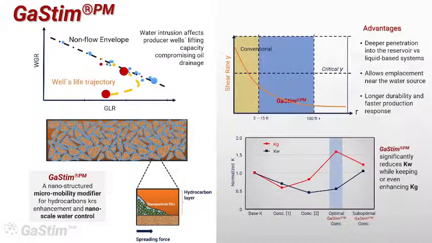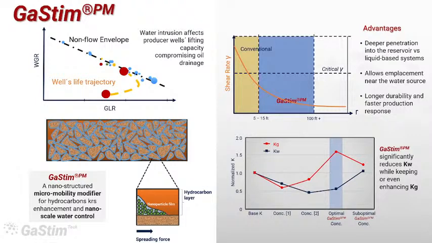So this will be again a brief summary of what we offer with GaStimCond. I'll now start the discussion on the GaStim PM. Water intrusion and water control is something very critical in some wells in oil and gas fields, especially because the water will greatly affect the well's life. I mean, the economics become more and more marginal as the saturation of water starts to increase.